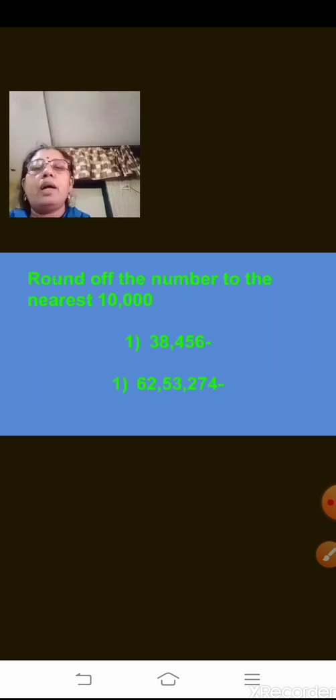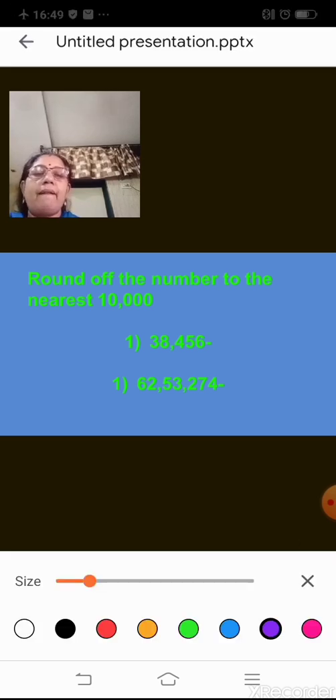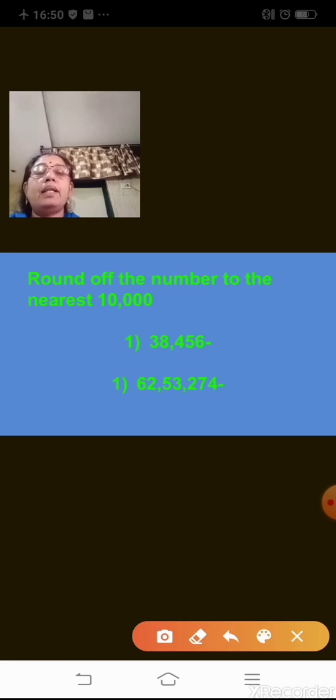Now round off the number to the nearest 10,000. Here the number is 38,456. You have to round off the number at the 10,000s place. Ones, tens, hundreds, thousands, 10,000s. So the number in the 10,000s place is 3. So which number will you see? You will see the number at the thousands place.